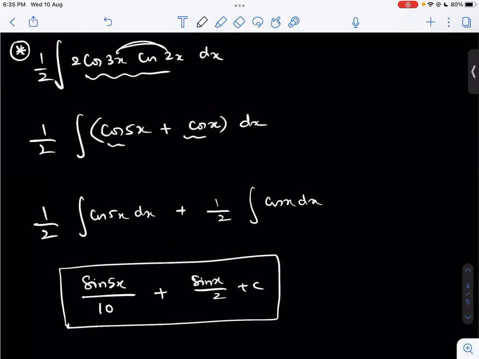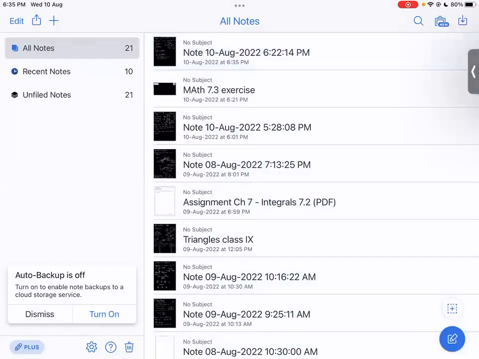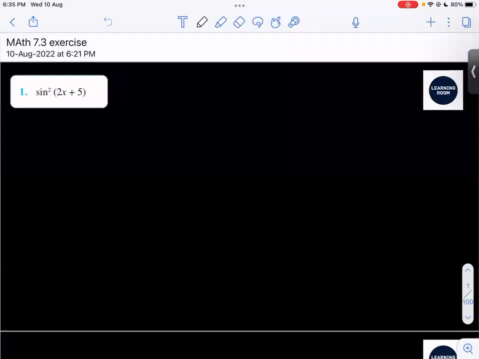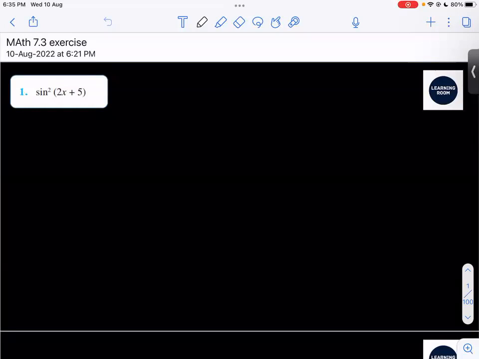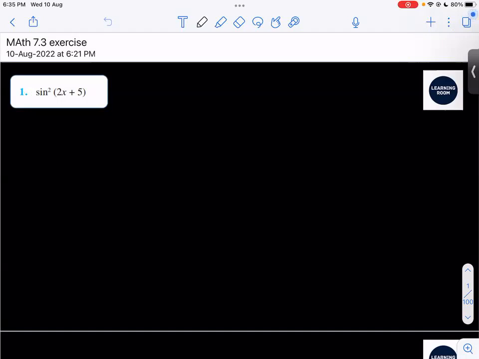Is this clear? So this is all about the different kinds of formulae that you need to apply. Okay. With this knowledge, we can get started with the problems. So integral of sine square 2x plus 5 dx.